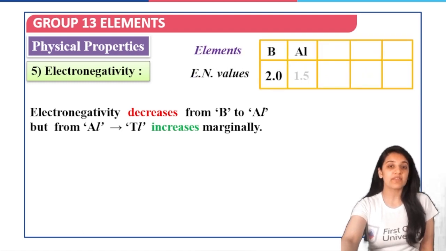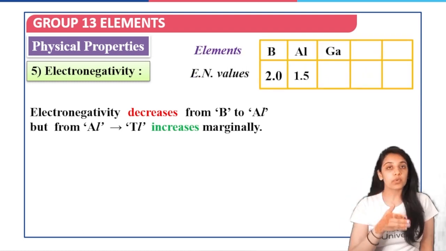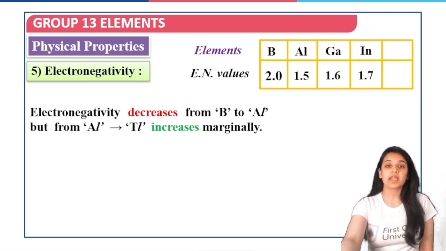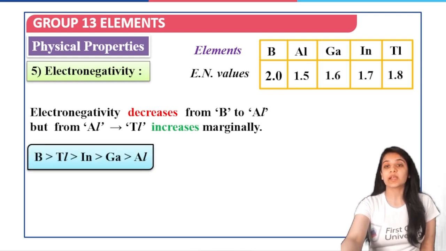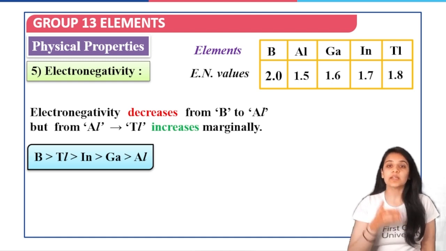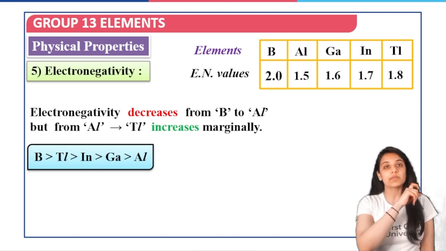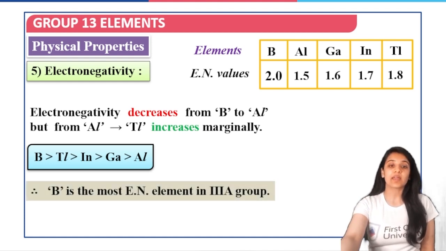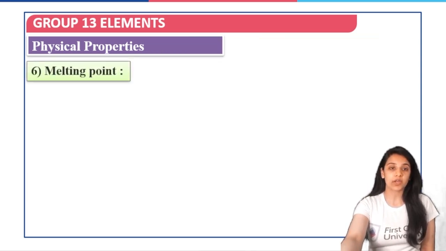So if you look at the values, you will see that from boron to aluminium, it is decreasing. But from aluminium to gallium, and then gallium to indium, and then indium to thallium, the values are slightly increasing. So boron, then thallium, then indium, then gallium, and lastly aluminium, that is going to be the decreasing order of electronegativity. And we can say that boron is the element that has got the highest electronegativity value.